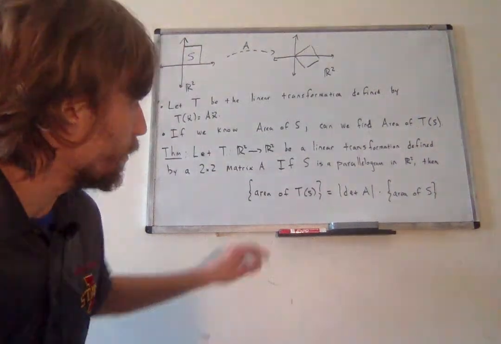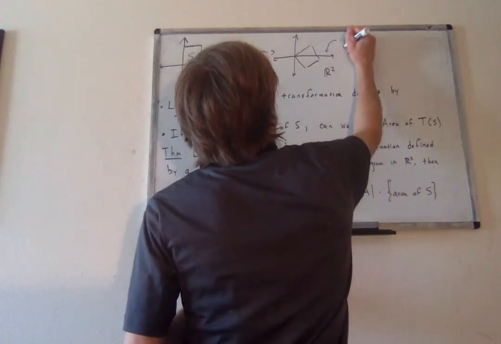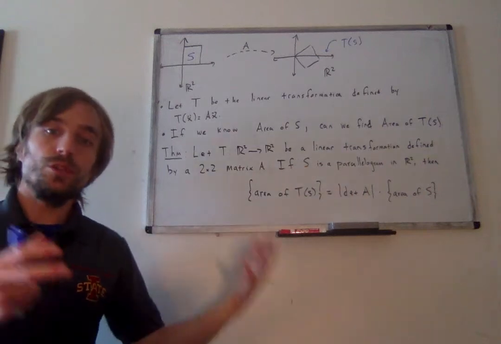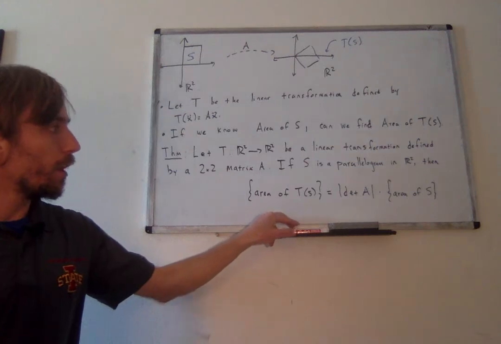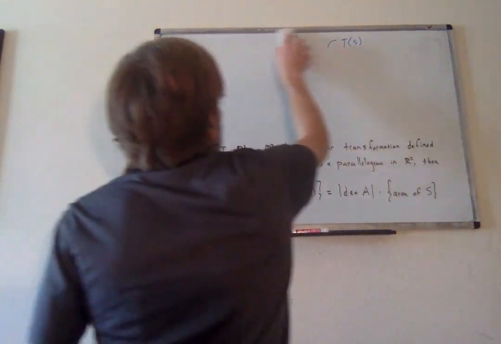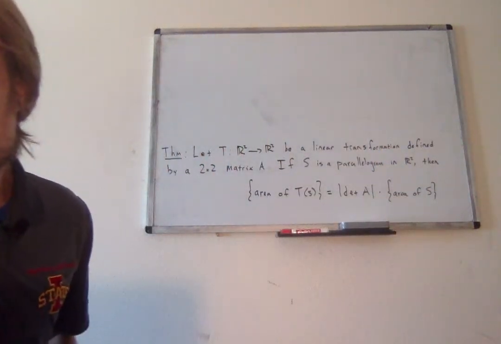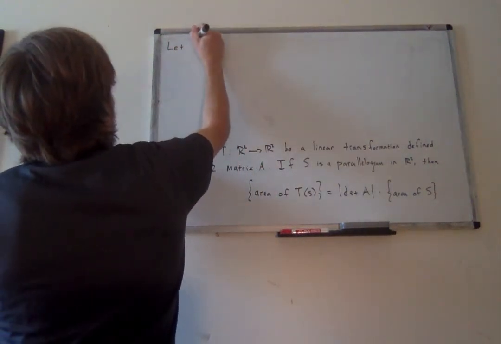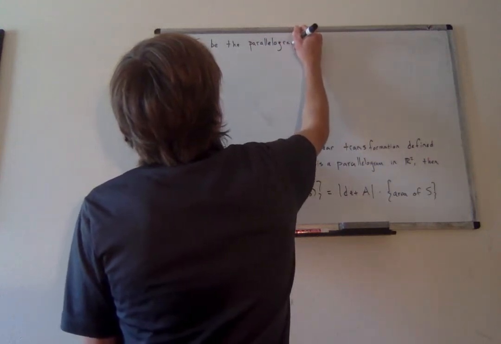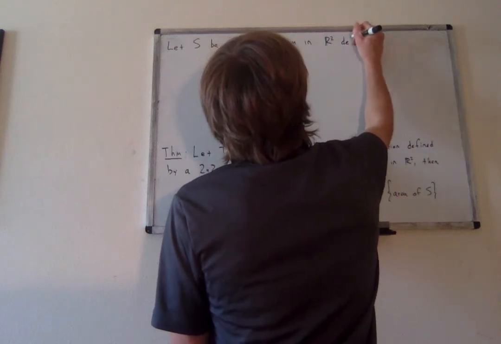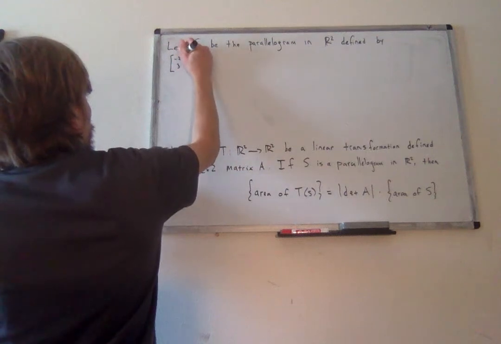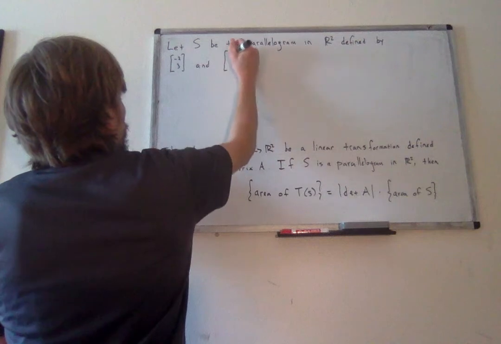So not only do determinants help us find the area of a shape, they also help us find the area of the image of a shape under some linear transformation defined by a matrix A, specifically using the determinant of that matrix. So looking at this theorem, I want to do one more example, and then we will wrap up. So let S be the parallelogram in R2, defined by the two vectors -2, 3, and -2, 5.